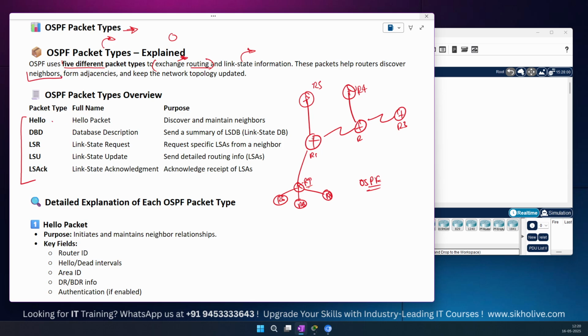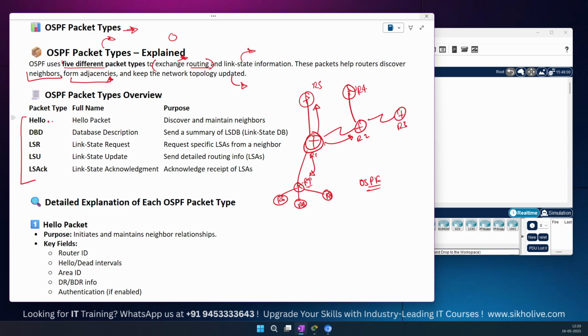These packets help R1 discover its neighbor, R5 discover neighbor R2, and R2 discover neighbor R9. They also maintain the adjacencies, so any updates and changes are maintained by way of hello or the OSPF packets, and they keep the network topology updated, like which path is down and which path is up. OSPF defines the updated network routes in its algorithm.